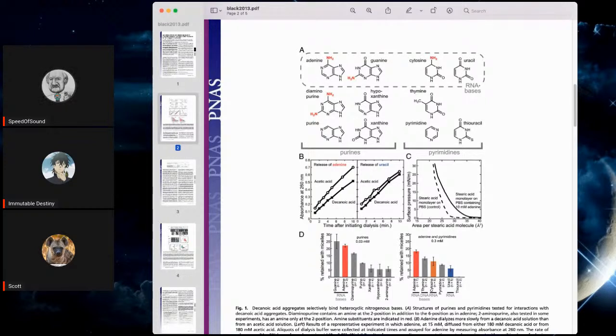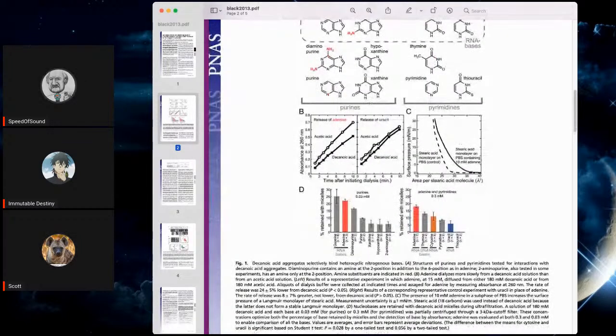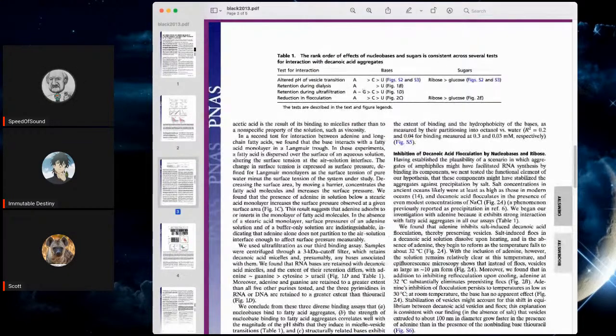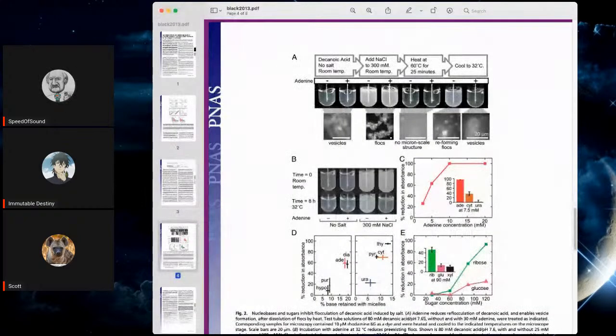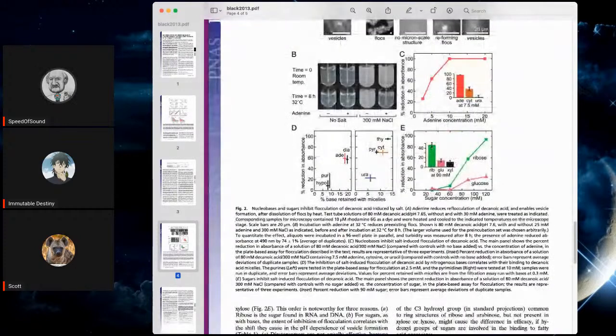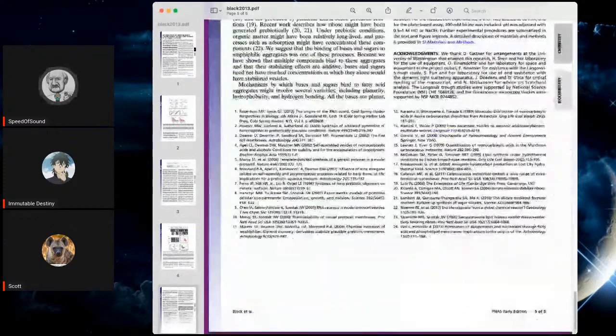Decanoic acid, that's interesting. That's the one that Deamer threw into that hot spring, that little pool he came up with. Anyway, let's see what else we've got here. Altered pH of vesicle transition. So there's a lot of stuff here about lipid membrane stabilization. It shows their methodologies, and that's about it for that paper. That paper references other papers, and we could go down that hole, but we won't.